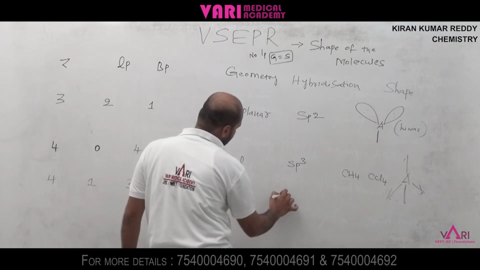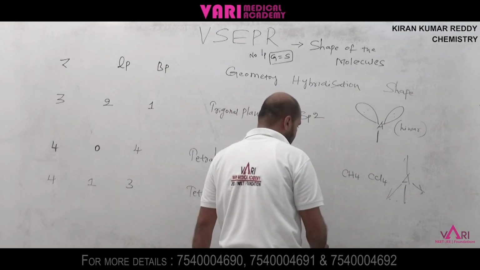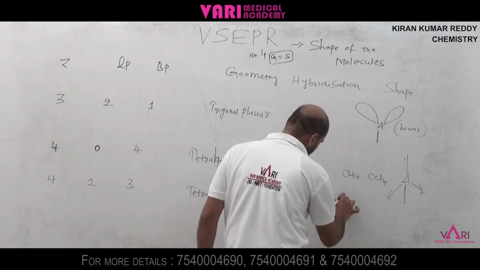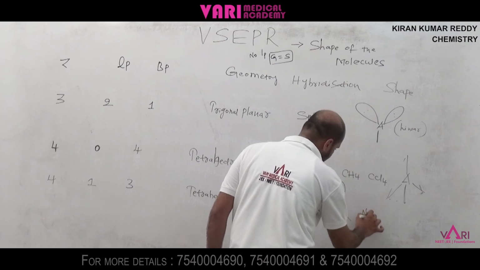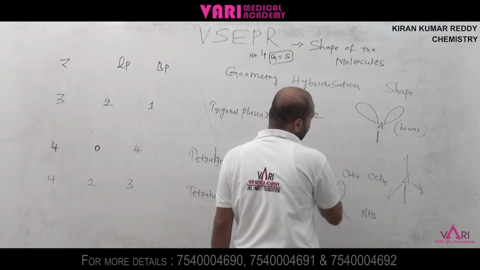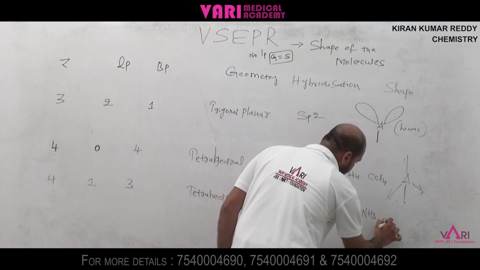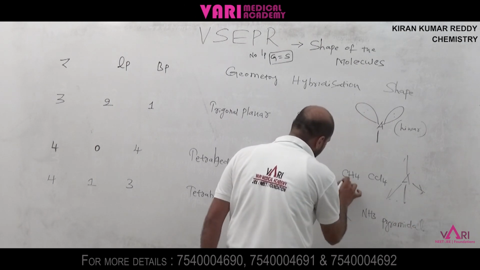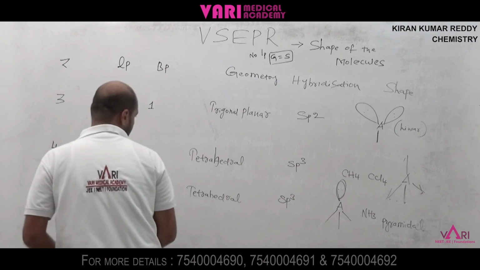That is sp3 hybridization. Here, how many bond pairs? 3 bond pairs, 1, 2, 3, and one lone pair is present. What is the shape of the molecule? Here the geometry is tetrahedral, but the shape is pyramidal. It's showing a pyramidal type. If you remove this one, it will show pyramidal.